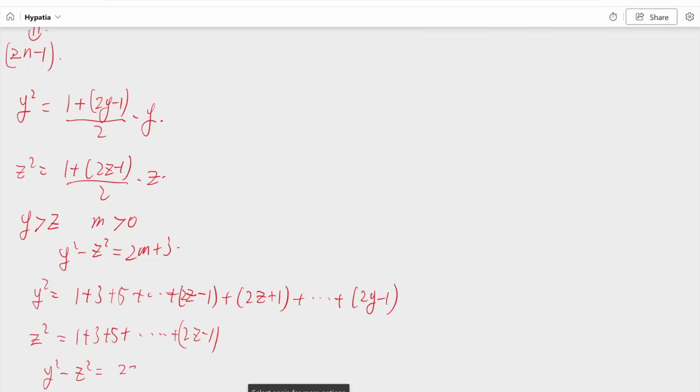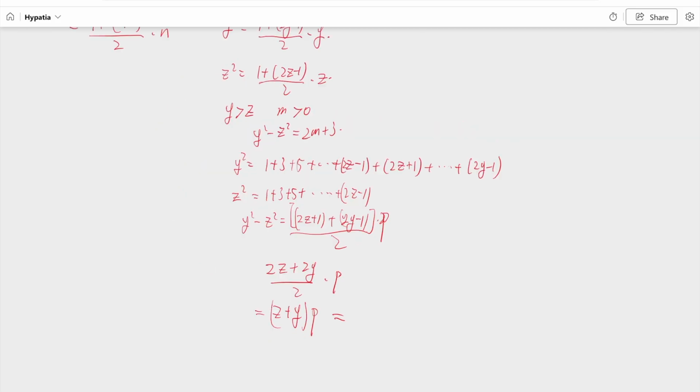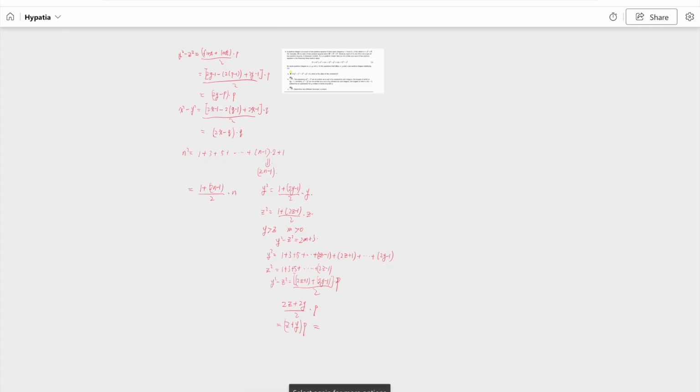So y squared minus z squared is equal to 2z plus 1 bracket plus 2y minus 1 bracket over 2 times p. Then we get 2z plus 2y bracket over 2 times p, equal to z plus y bracket times p. And this is equal to the answer we got previously, 2y minus p bracket times p.